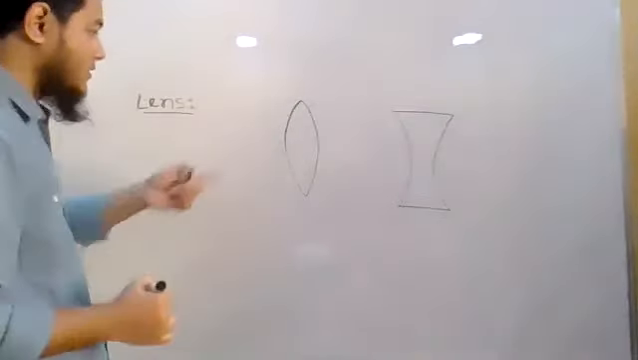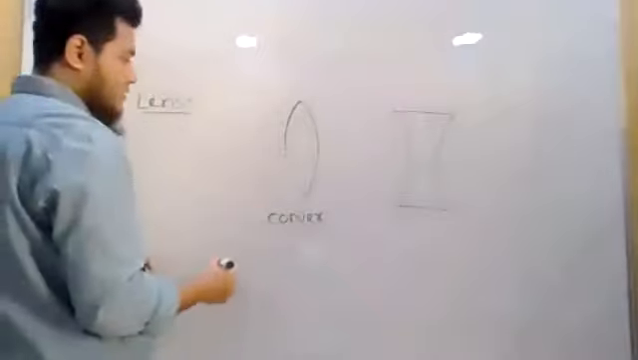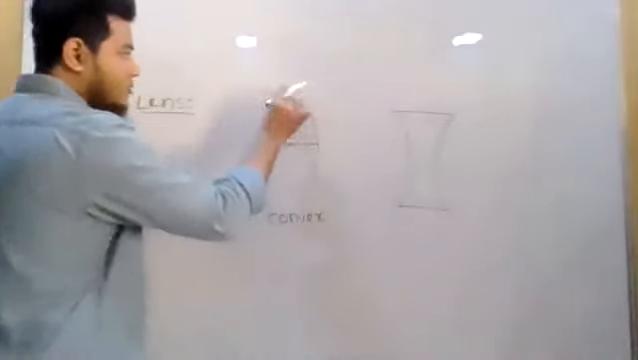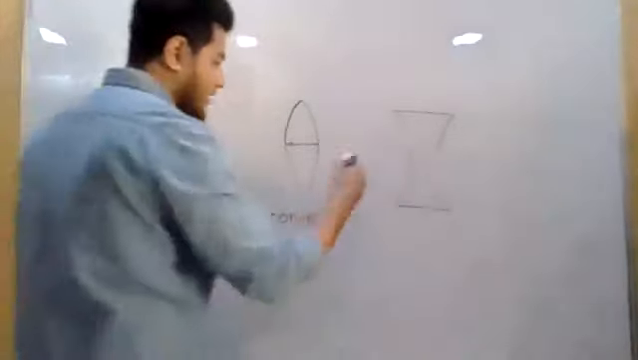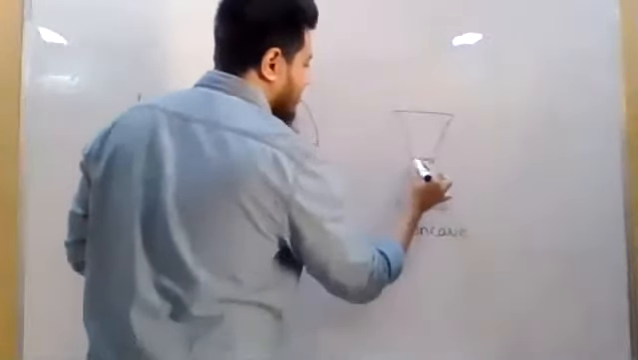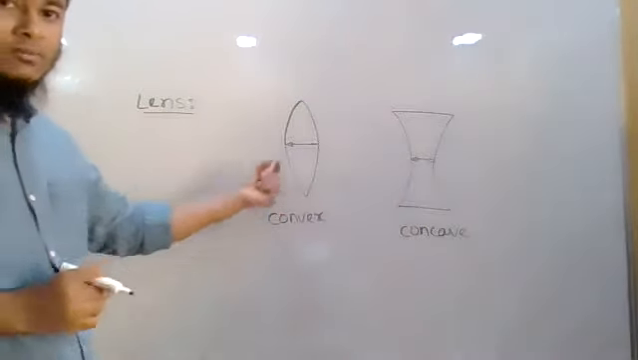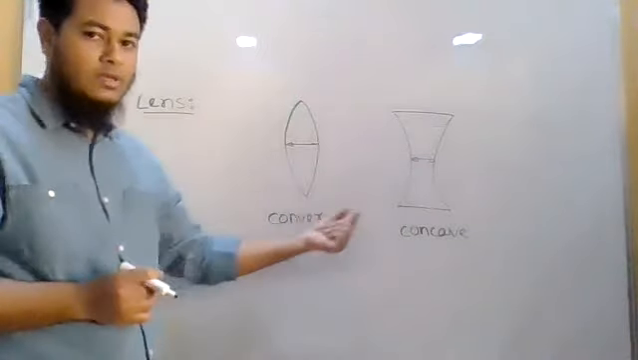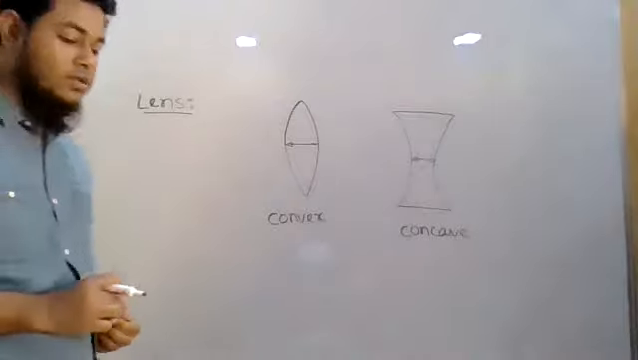Okay, so this is called a convex lens, where the middle part is wider and the end parts are narrow. That is called a convex lens. And the opposite is the case for a concave lens, where the middle part is narrower, but the end parts are wider. Totally opposite, right? Middle part wide, middle part narrow. And here the end parts are narrow, but here the end parts are getting wider. So that is the difference between convex and concave lens.